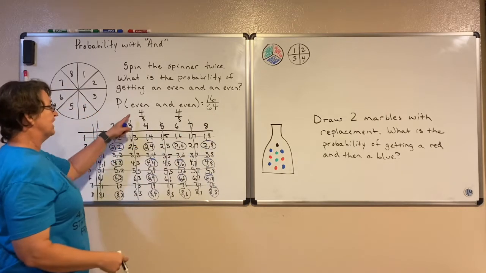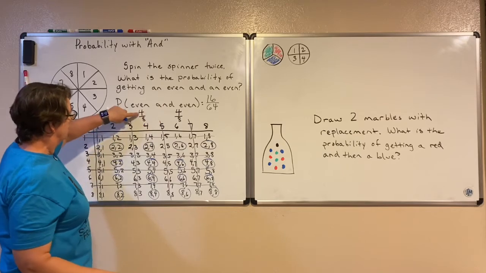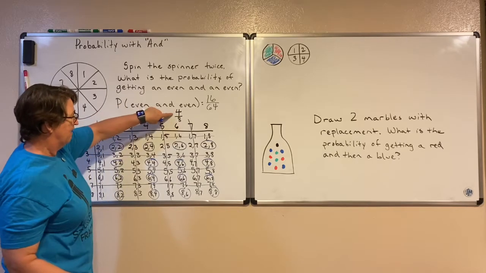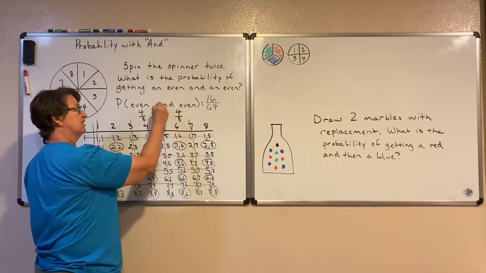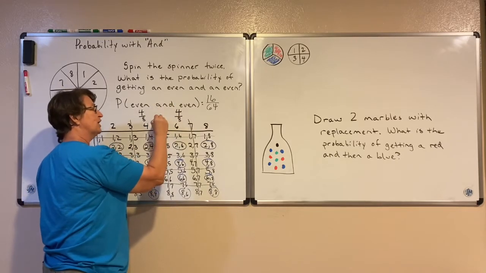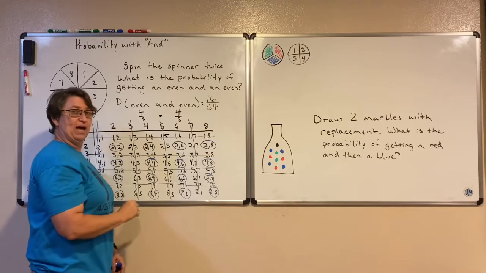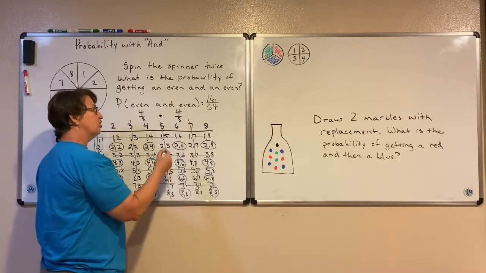And in order to get that 16, I really multiplied this 4 times that 4. 4 times 4 gave me the 16. So this "and" was really telling me to multiply those numbers. Or I could have simplified it.